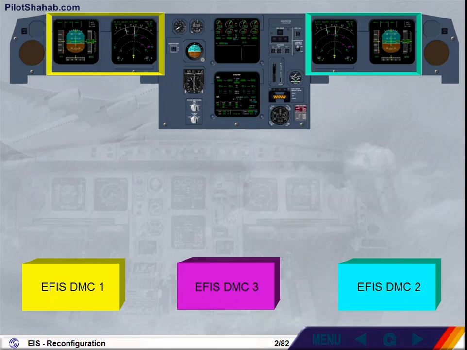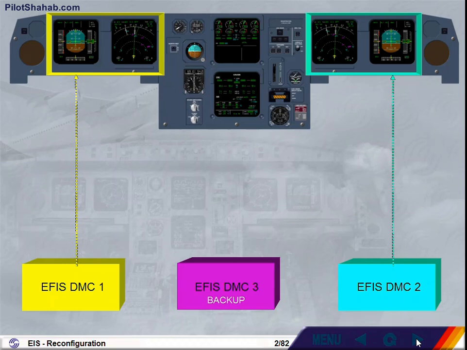Normally, EIS DMC-1 supplies the captain's PFD and ND. EIS DMC-2 supplies the first officer's PFD and ND. EIS DMC-3 is available as a backup.